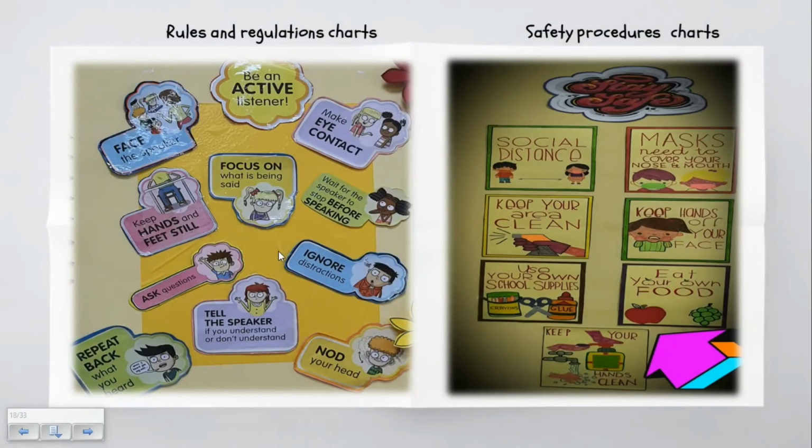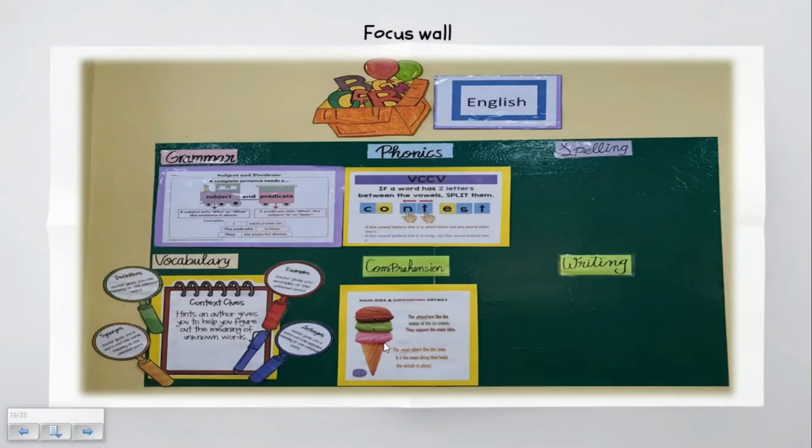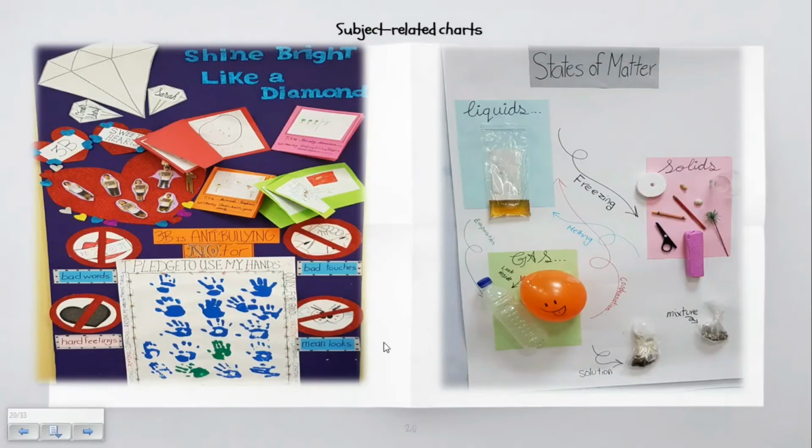Rules and regulation charts, safety procedure charts. Some other suggestions are how to build your focus wall. There could be a focus wall for all the subjects together: English, math, science, social studies, etc. Or each language will have a separate focus wall, but this needs a huge classroom. Okay, if you're going to put each language separately or each subject separately.